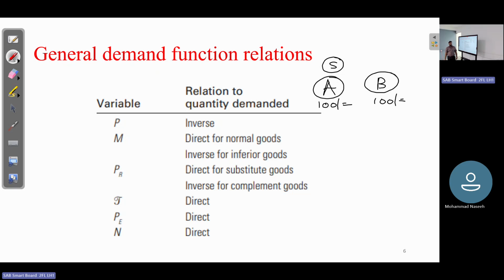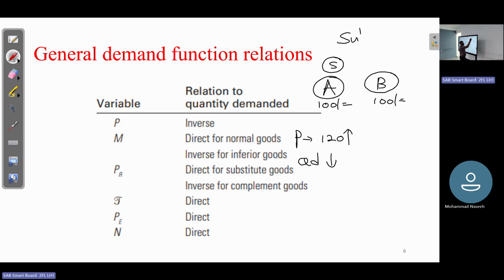Right? So assume the price of product A has increased to 120. Then what will happen to its quantity demanded? Will it increase or decrease? Decrease. QD decreases. Now we are going to understand why. One reason is the substitution effect. So there are two products A and B, which we consider as substitutes.